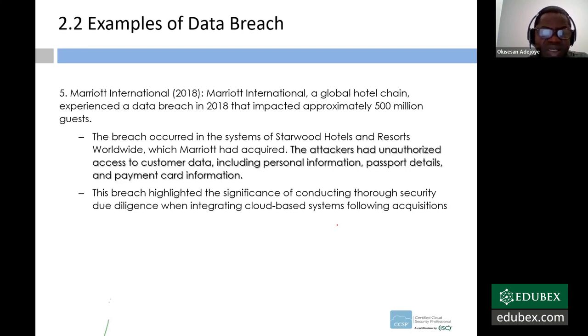So we have the Marriott International, a global hotel chain. The impact led to about 500 million guest accounts' personal identifiable information being exposed. Now, what led to this was because Marriott actually acquired two other hotels, the Starwood and the Resort Worldwide. So when they acquired that, the attacker had unauthorized access to customer data, including personal information, passport details, and payment card information. So based on that, it means that before we go for merger and acquisition, a thorough due diligence should be embarked on by every enterprise to look at the risk assessment before you acquire any organization.